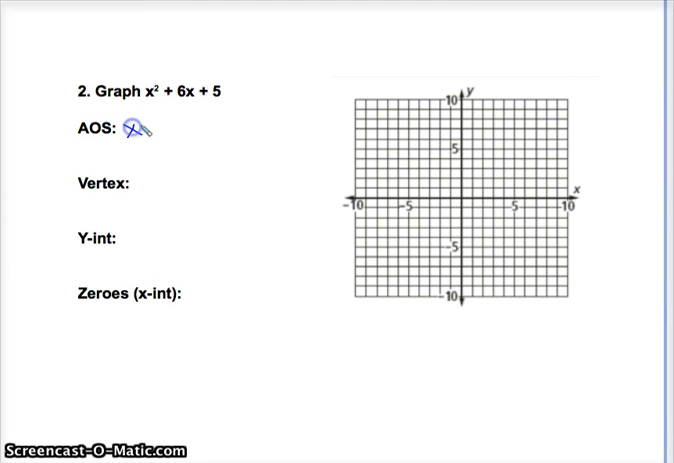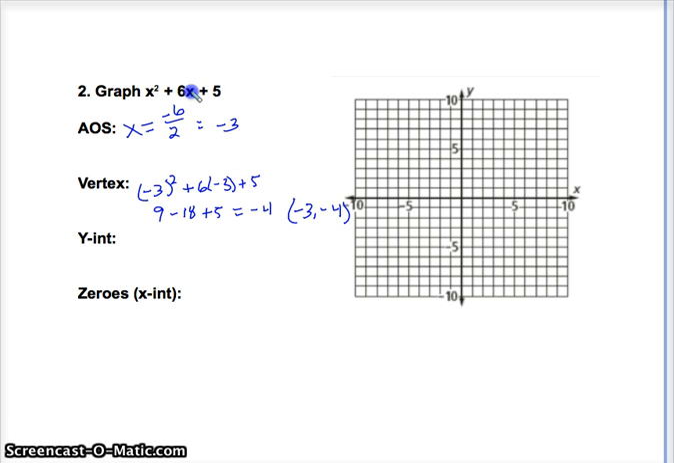Alright, you should have found that your axis of symmetry was negative 6 over 2, which equals negative 3. To find the vertex, I took my negative 3 and plugged it in to find my y value. When I simplify, I get 9 minus 18 plus 5. 9 minus 18 is negative 9, plus 5 gives me negative 4. So my vertex is the point negative 3, negative 4.